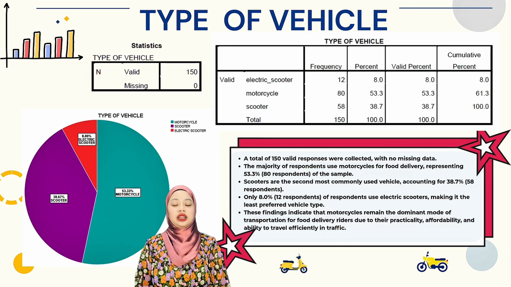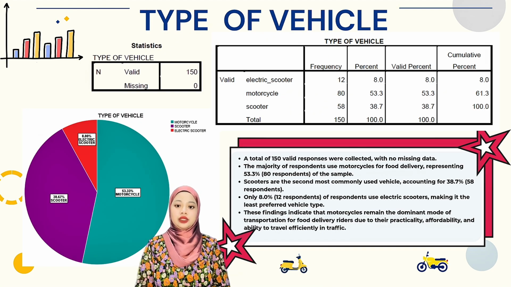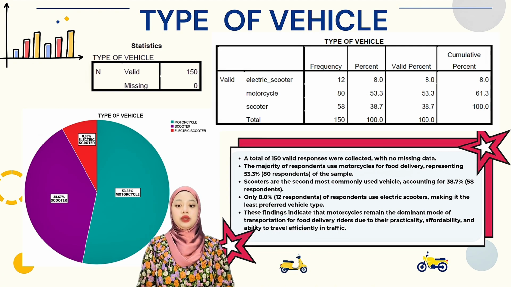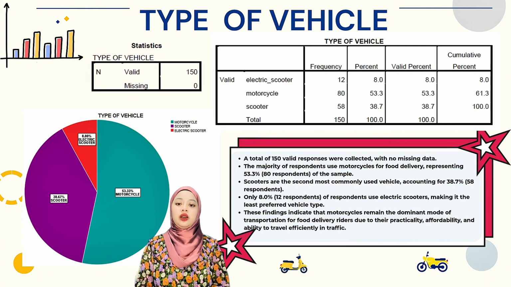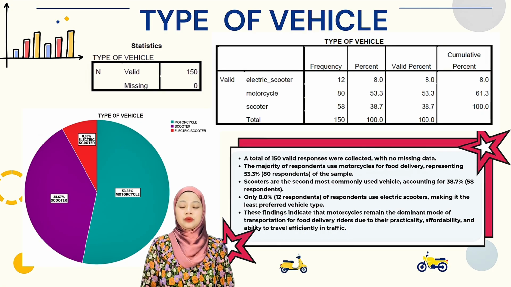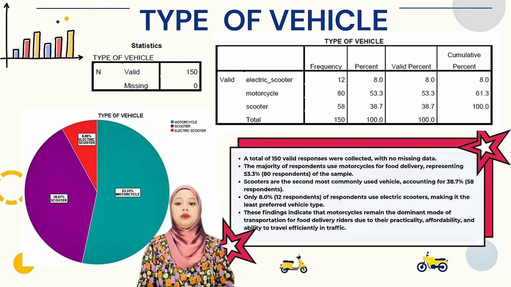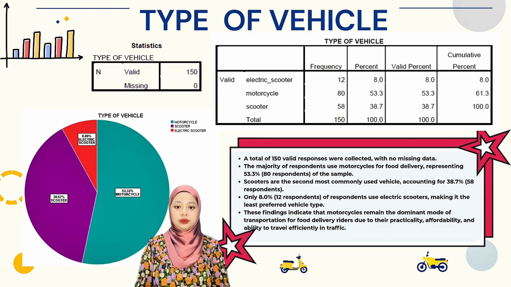A total of 115 valid responses was collected with no missing data. Based on the result, 80 respondents, or 53.3%, use motorcycles, making motorcycle the most commonly used vehicle. Meanwhile, 58 respondents, or 38.7%, use scooters, while only 12 respondents, or 8%, use electric scooters. This indicates that motorcycles remain the preferred choice because they are more practical, affordable, and efficient for traveling in traffic.